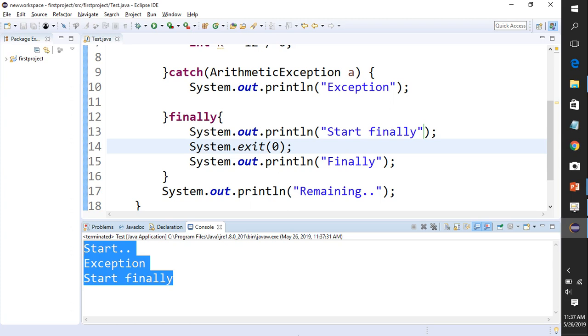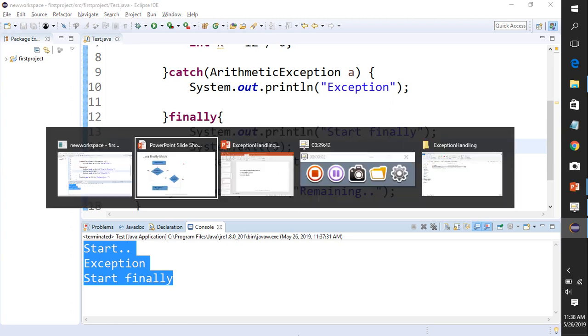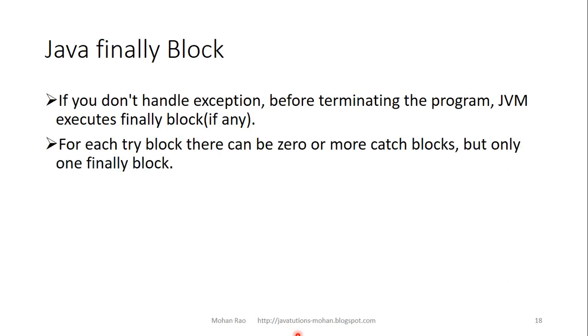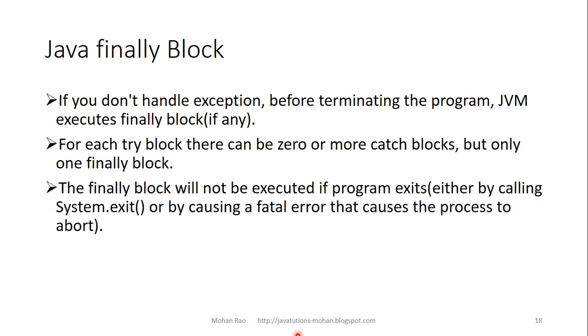System.exit, you can write this code outside the try block, within try block, within catch block, within even finally block. This is about your finally block, guys. See this, if you don't handle the exception before terminating the program, JVM executes finally block. For each try block, there can be 0 or more catch blocks, but only one finally block. The finally block will not be executed if program exits, either by calling system.exit or by causing a fatal error that causes the process to abort.